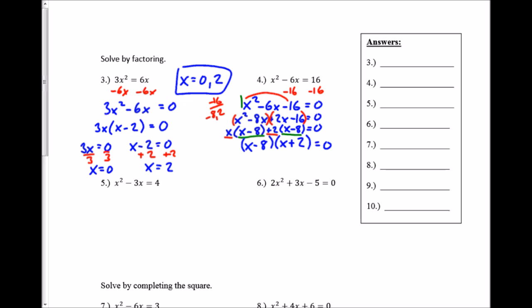All right, and I show you that because in something like number 6, you won't be able to use a shortcut. You're going to have to factor by grouping. But whenever you have a 1 out front, you can take a shortcut here and use these two values to go right to your two factors.